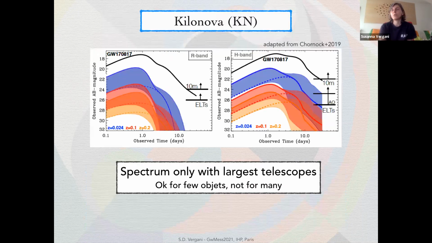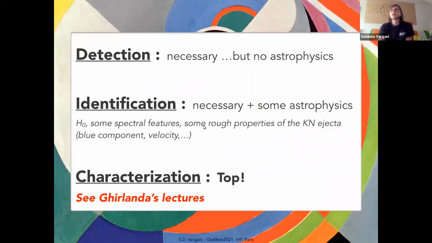So spectroscopy also is very difficult. I ran out of time, so I will not deal with spectroscopy, but it's the same. I will really need the best telescope to do spectroscopy. So again, I can do it for some objects, but not for all of them.